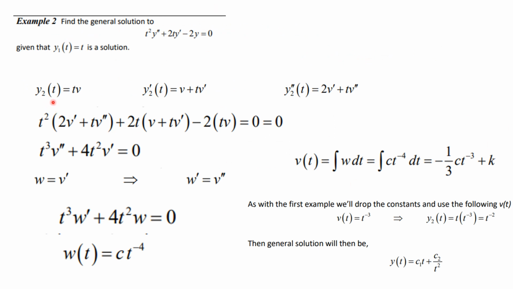So we're letting y2 equal t times v. We'll take the derivative using the product rule, and the second derivative using the product rule yet again. We will take these values and substitute them into the original equation, and we will notice that the 2tv term here will cancel with the 2tv term here, and so we're left with an expression in v double prime and v prime. Now that motivates the substitution.